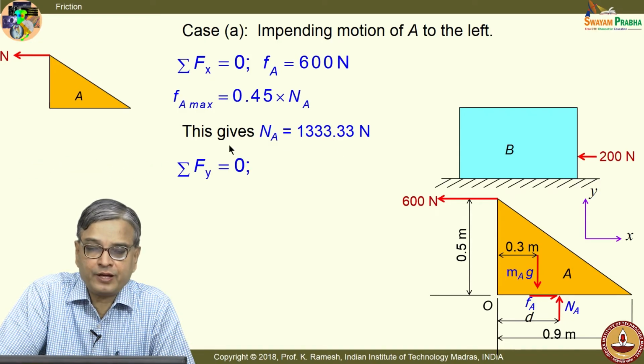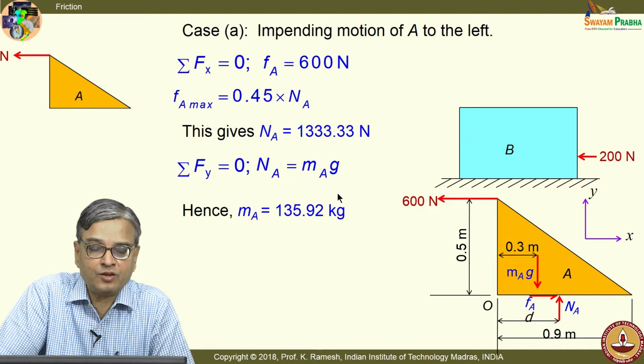And I get Fi equal to 0, and we know normal reaction from the free body, Na equal to Ma into G. So, I can calculate the value of Ma. This turns out to be 135.92 kilograms.